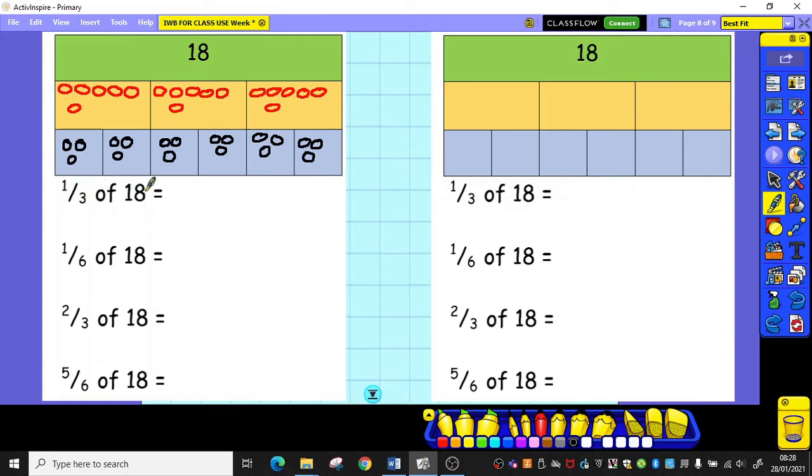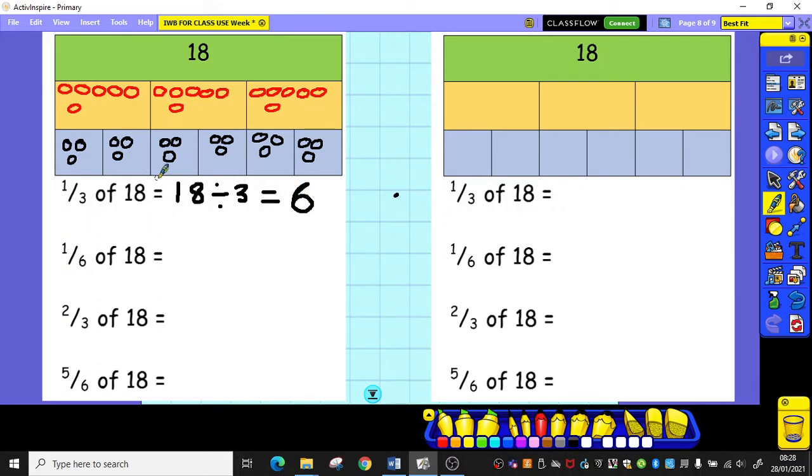If I've got 1/3 of 18, effectively I'm taking 18 and I'm sharing it, dividing it by 3. Okay, I'm sharing it into 3 boxes. So first of all, I'm just going to write down that I know that this is the same as 18 divided by 3. So I know that 3 is going to 18 6 times. Okay.